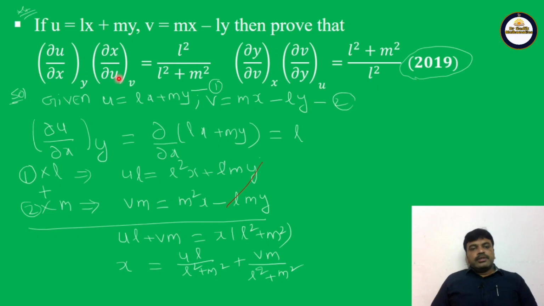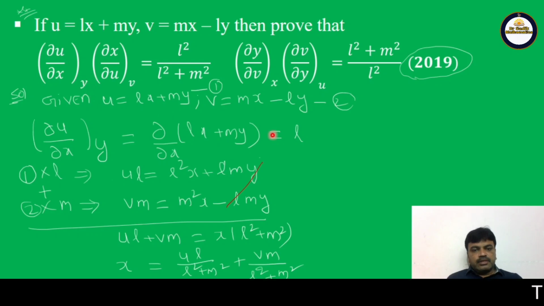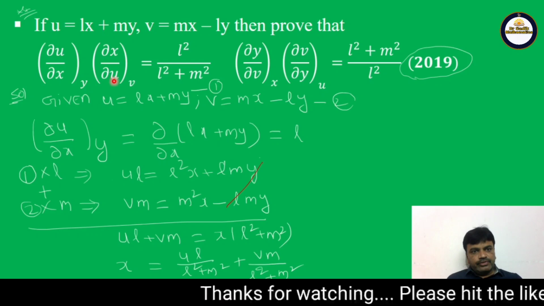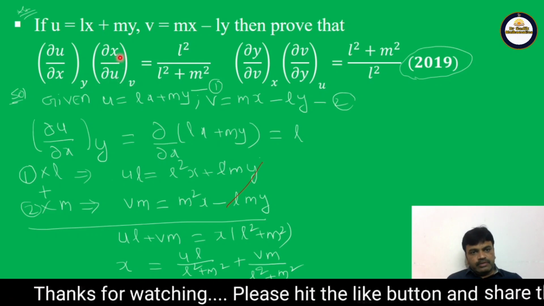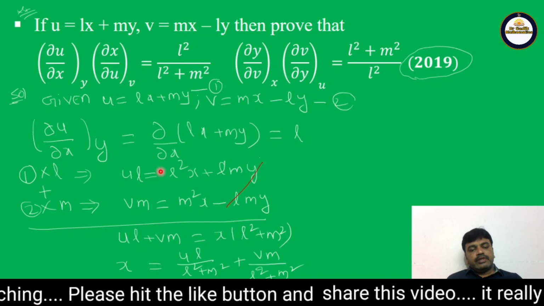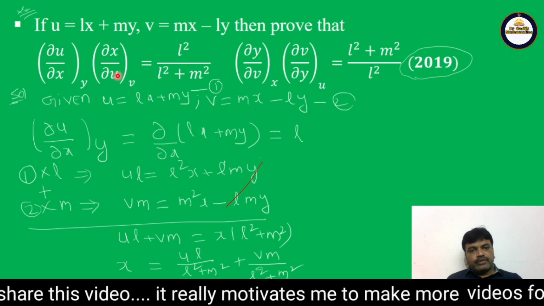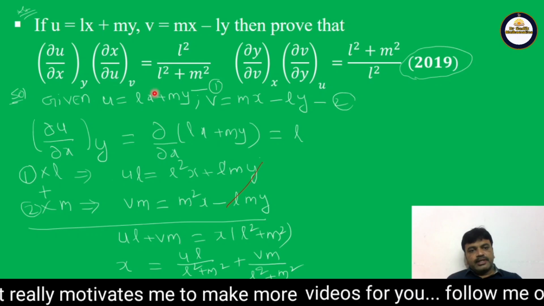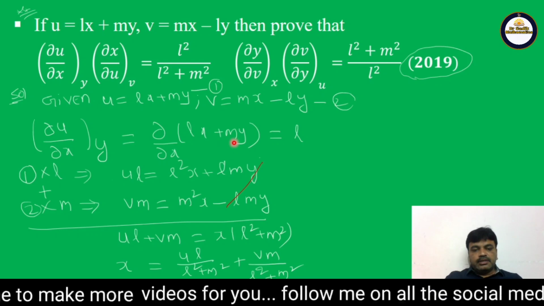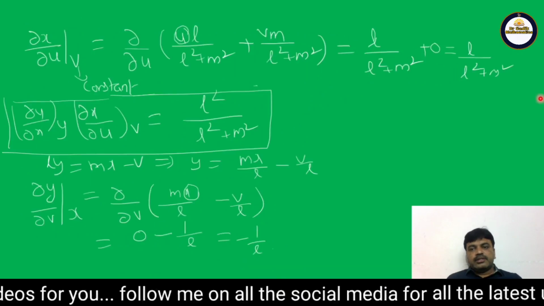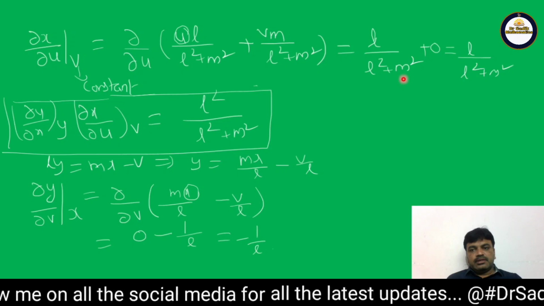Now, if you observe here, what is the meaning of this? U is a function of x and y, so we treat y as constant, and we get L. In the second case, x is a function of u and v. So first we want to eliminate y, then we get the x value. You find ∂x/∂u, treating v as constant, and we get L square by L square plus m square.